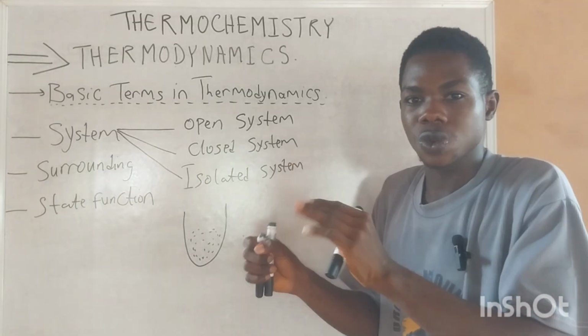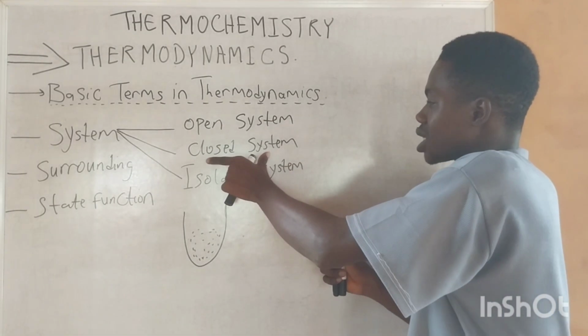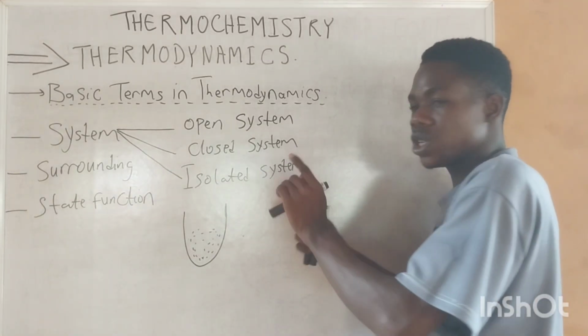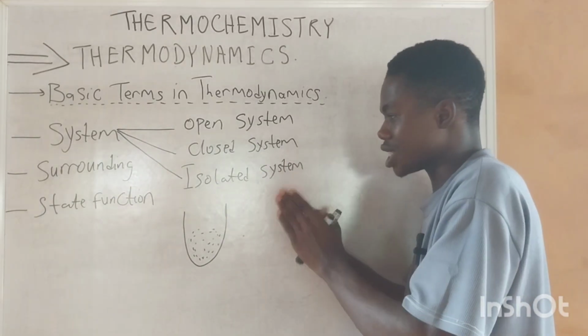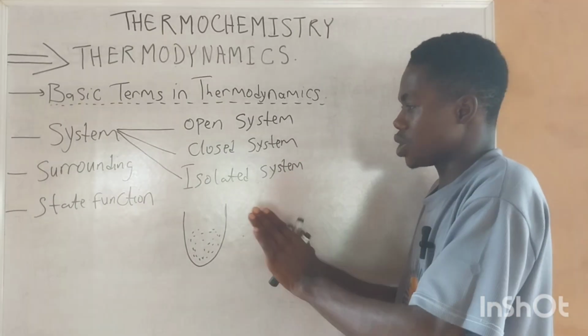It only refers to the present state of a particular system, be it the open system, the closed system, or the isolated system. It only talks about the present state of that system. It does not talk about how the system got to that present state. So this is all about state function.